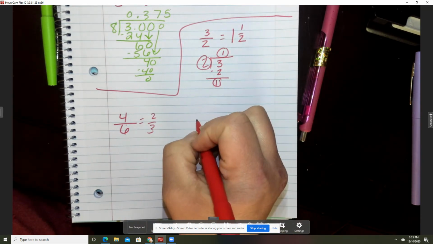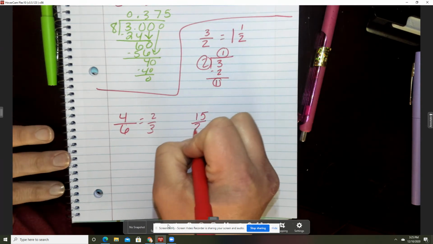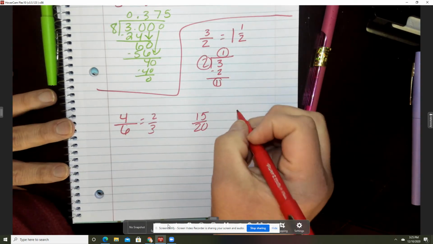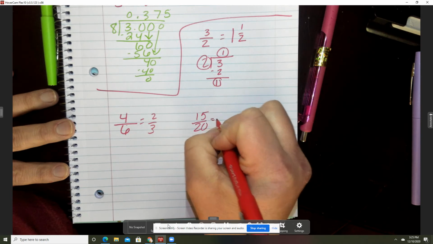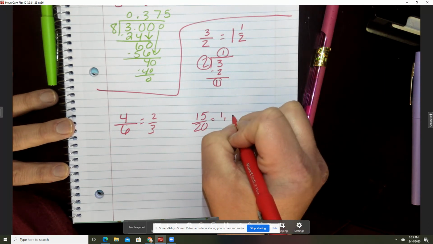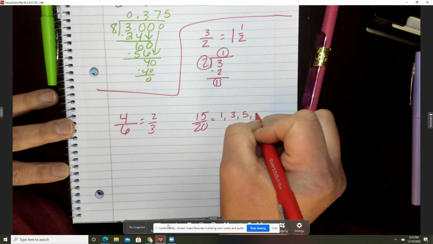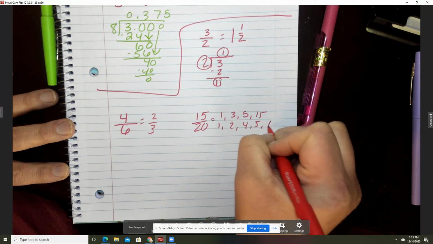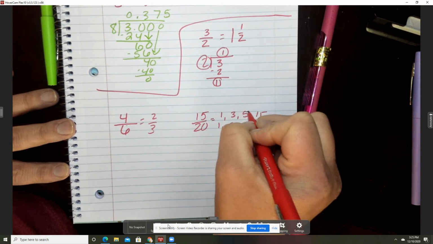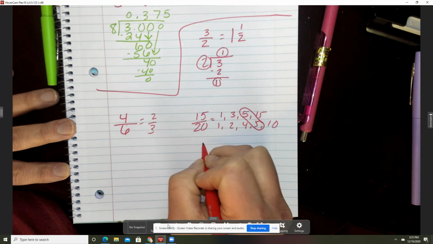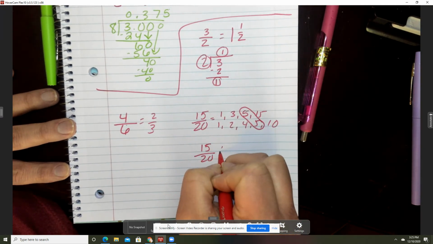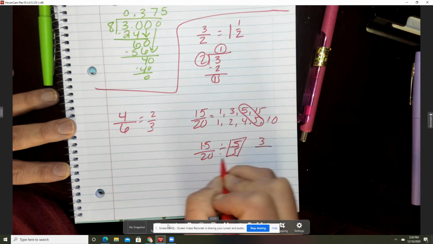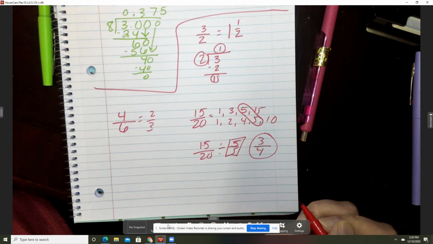But if you are doing, let's say, 15/20, and you don't have a multiplication chart, but you still need to reduce this, you can find the greatest common factor. And that is going to involve you listing all of the factors for your numbers. 15 and 20 share 1 and 5. Then circle which one is your greatest common factor, which here would be 5. And then you're going to divide both sides, remember, by 5. 15 divided by 5 is 3, and 20 divided by 5 is 4. So that would be 3/4.